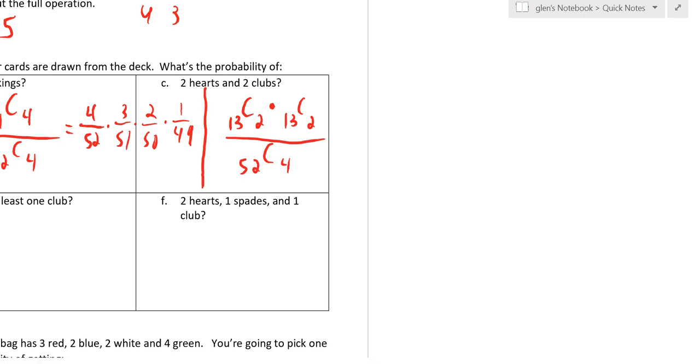Because we're choosing 4, that's how many hands. So every single one of these, probability-wise, has to be over 4. Okay? What's up?